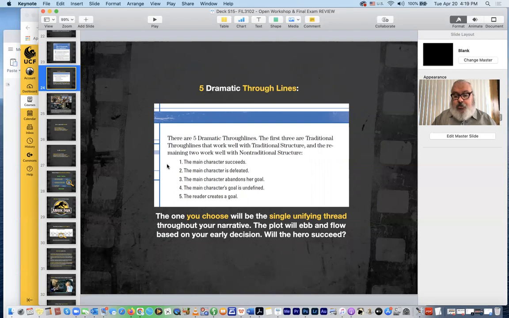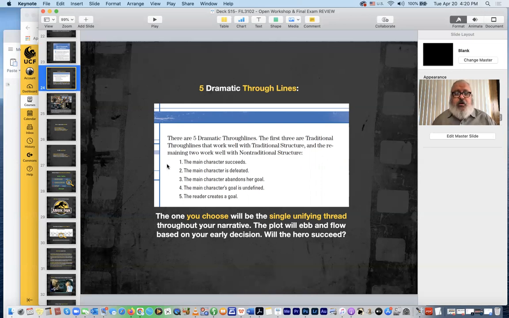Do you want your main character to succeed, or will they be defeated in some way? Do you want the main character to abandon their goal in lieu of a new goal? Do you want your main character's goal to be unclear or undefined in some way? Or do you want the reader to create the goal? In other words, is there some sort of interactive role between the audience and the characters? I think that's not necessarily a function of a film script or a television script, but there are certainly, in storylines written for video games, interactive components that can be considered here.